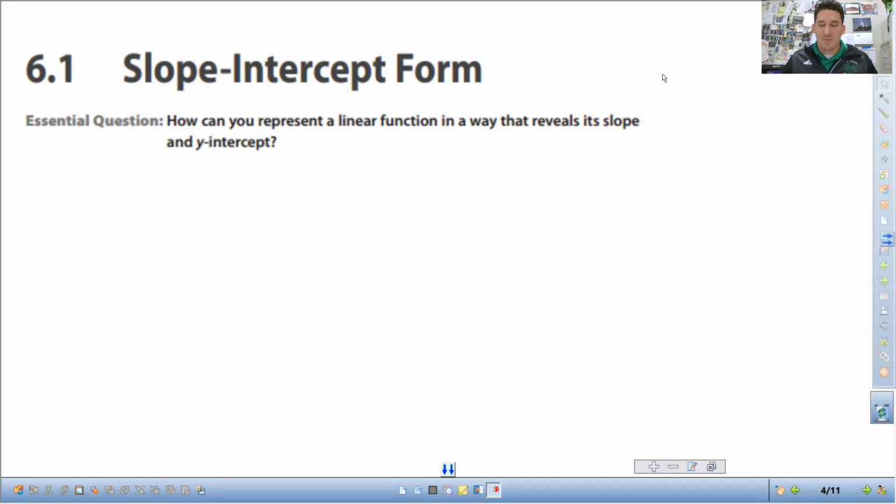Today, we are going to be given the slope and a point that is not the y-intercept, and we're going to look at how to find the equation of the line that way, what to do about having a point that's not the y-intercept.